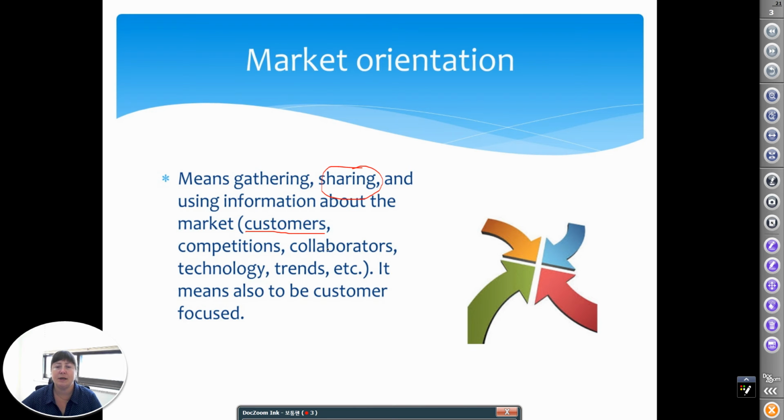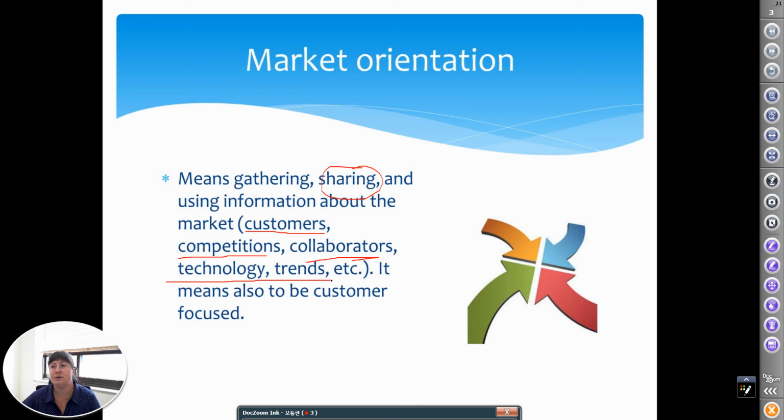And in this case, we also have to find information about the level of competition and competitors, and collaborators, to find the abilities with whom we can collaborate, and also what kind of trends and technology we can meet in the market. And as I told you, if you operate in the high-tech market, you should know a lot of information about the existing infrastructure, the technological level of development, and other things. So it's very important. And the other thing, to be market-oriented also means to be customer-focused.